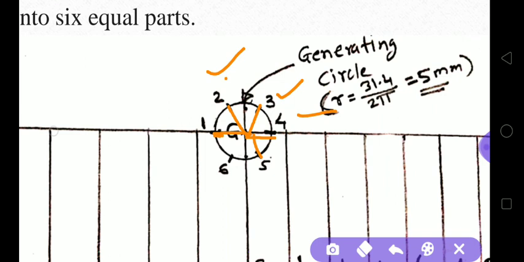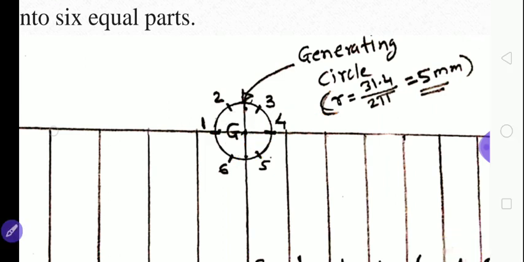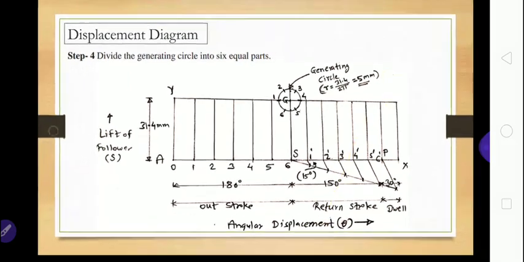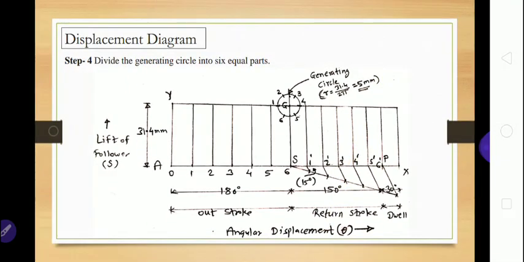Similarly, 5 and 6 points at each 60-degree apart can be marked, and these points will become points 1, 2, 3, 4, 5, 6, which will divide the generating circle into 6 equal parts. This is our next step, fourth step.